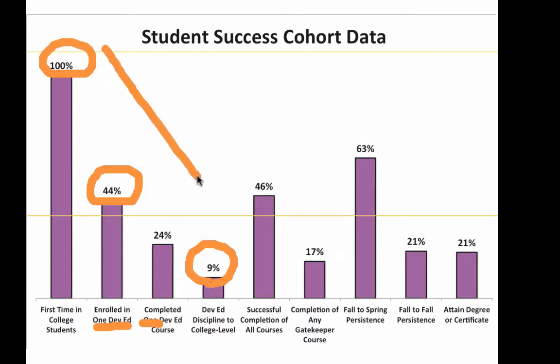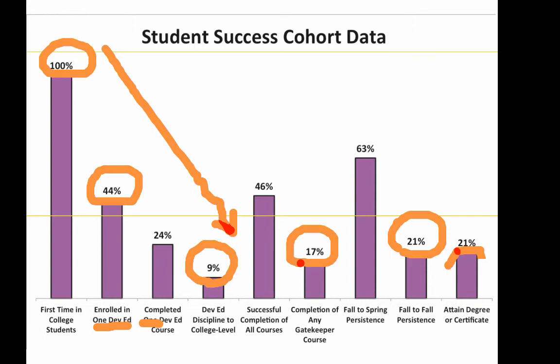In fact, it looks sort of like this, which is what I would consider to be a double diamond ski lift in Colorado. Those who successfully completed all courses that they studied for, 46%, completion of any gatekeeper course, those gatekeeper courses that we've just talked about, 17%, 63% came back the first year in the spring, 21% came back the fall before, and 21% was the number of students within 3 years to attain a degree or certificate.